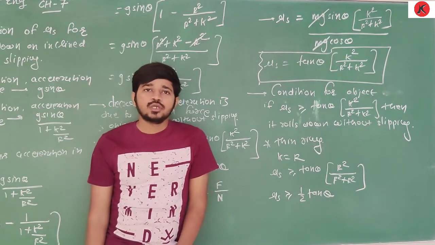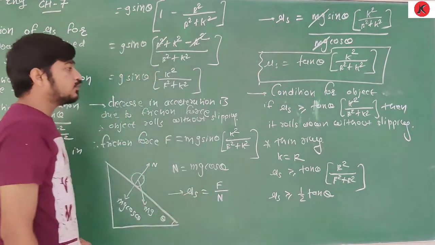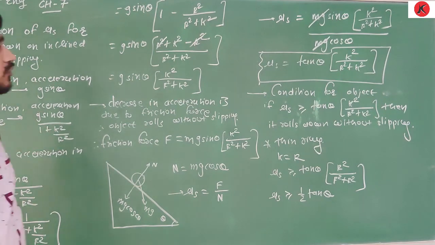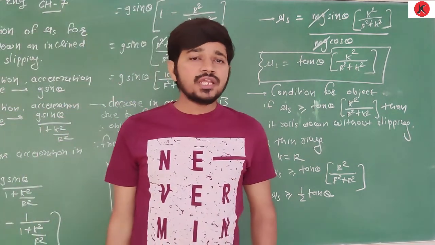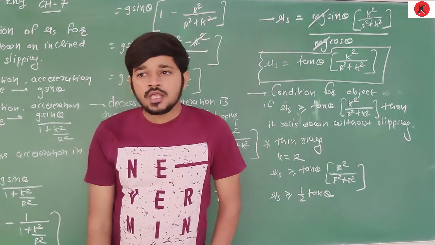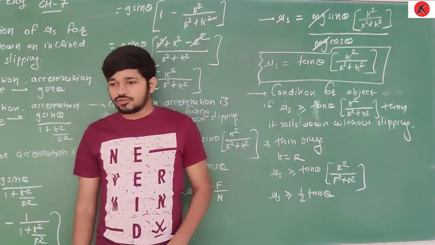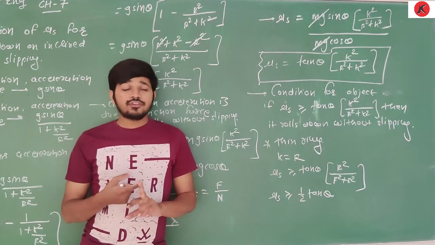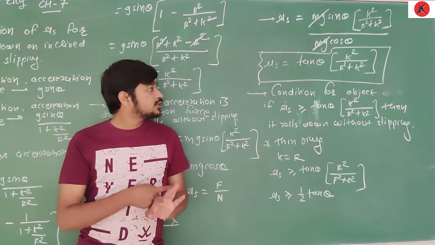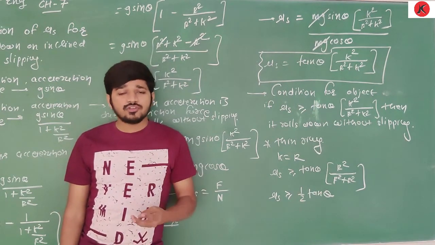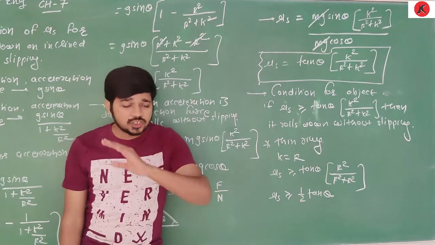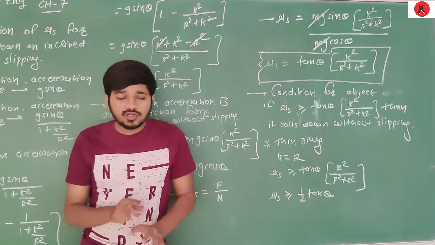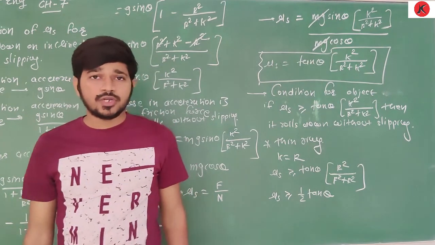Clear about this? So again, this is one important question: how to find the coefficient of static friction between a rolling object and the inclined plane. In rolling motion, first of all, the equation of V, the velocity at the bottom, the acceleration parallel to the slope, and this equation of mu s. These three are general equations for different objects; you just have to put the value of radius of gyration from that table. Clear about this? This is it for today.